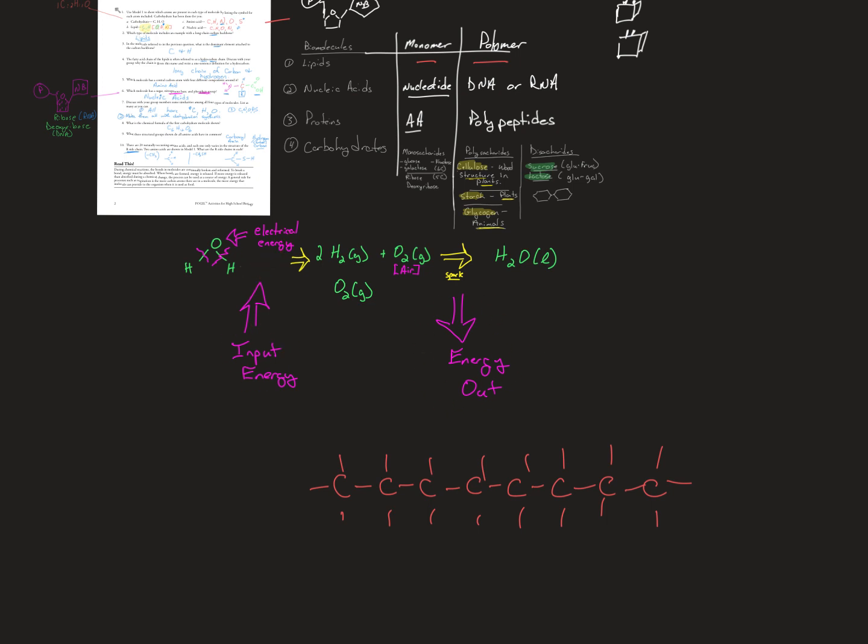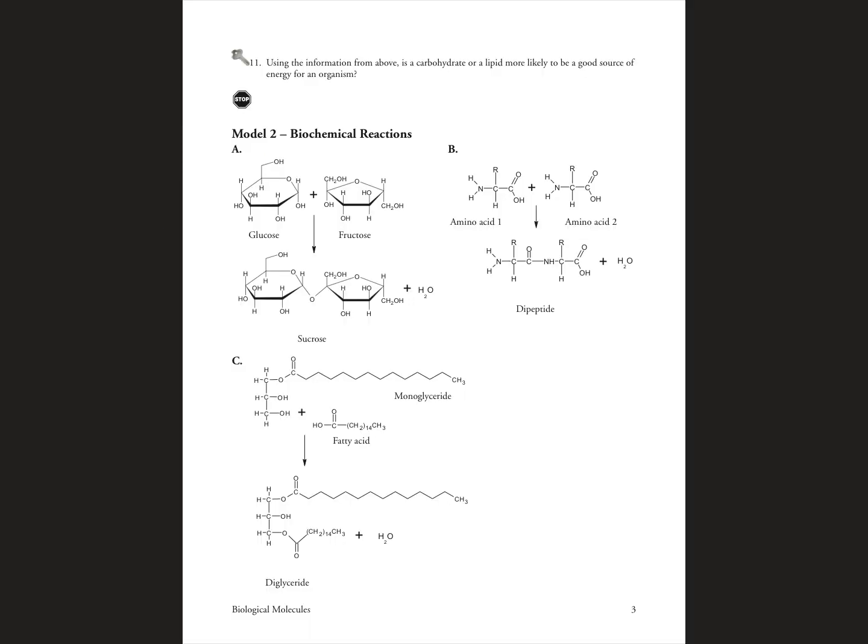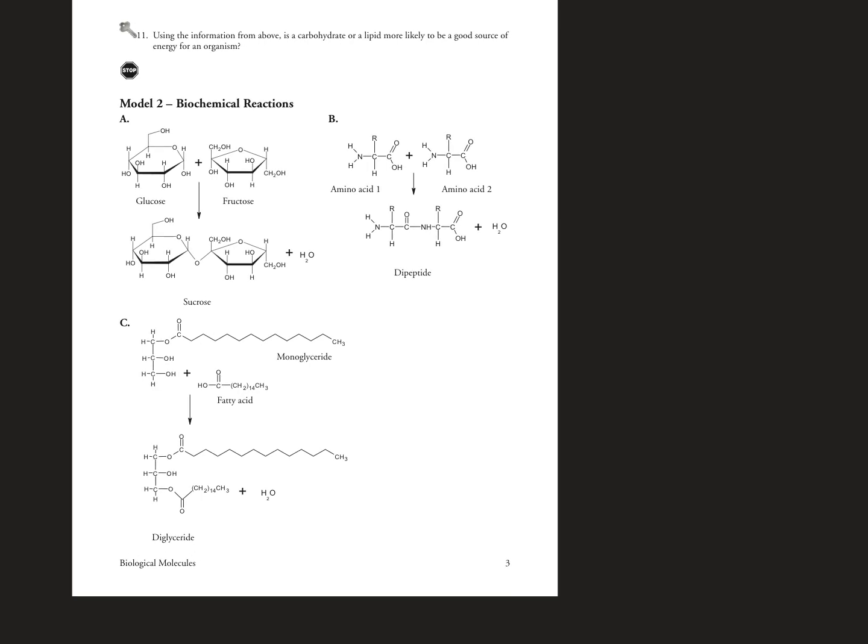Here it says, using the information above, is this a carbohydrate or lipid? More likely a good source of energy for an organism. It's going to be the lipid, right? Because the lipid has a lot more bonds that you can break. And so lipids are much better at holding energy. There's a lot more energy storage with lipids than you can with carbohydrates.